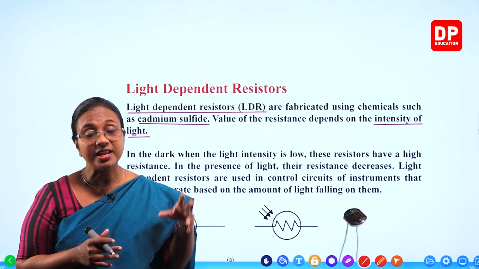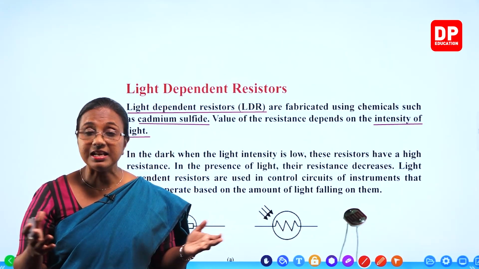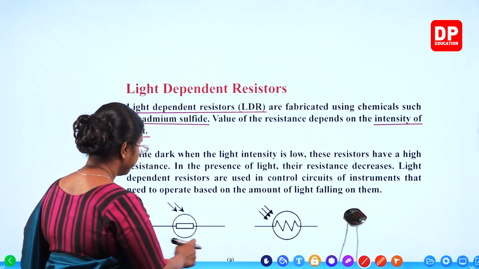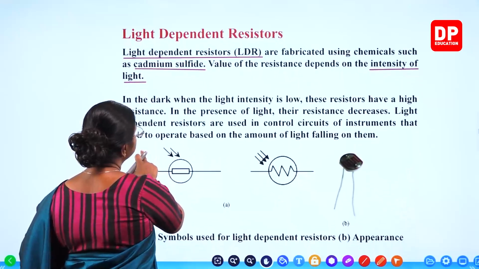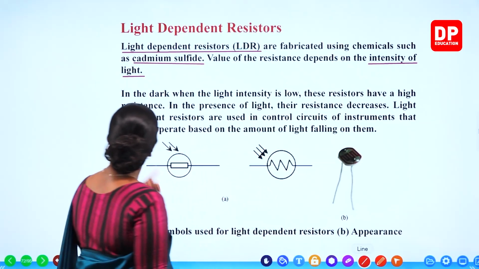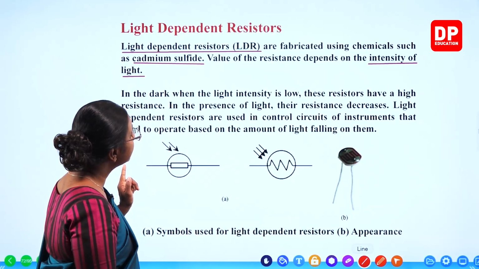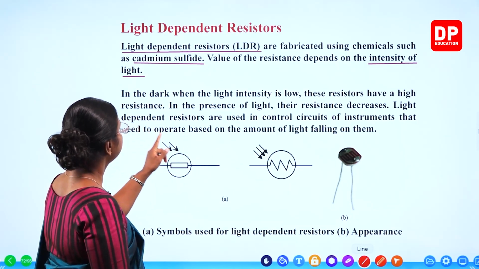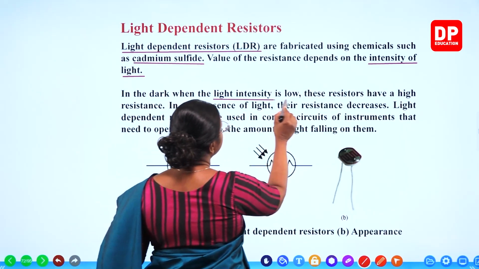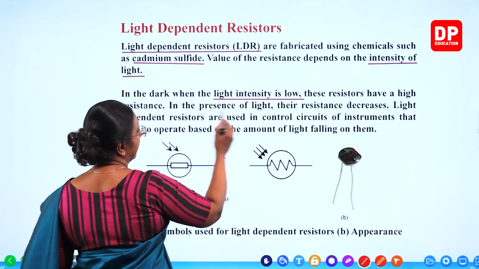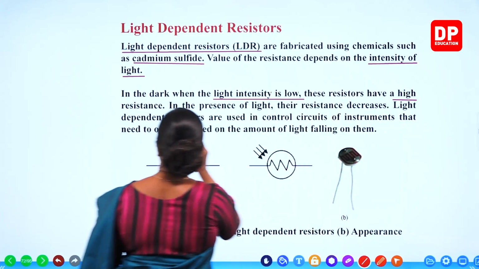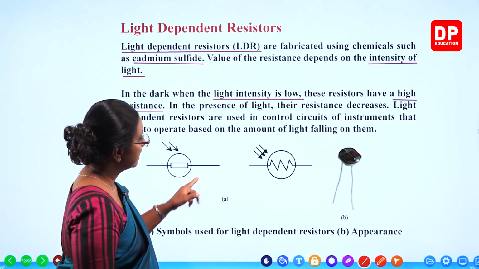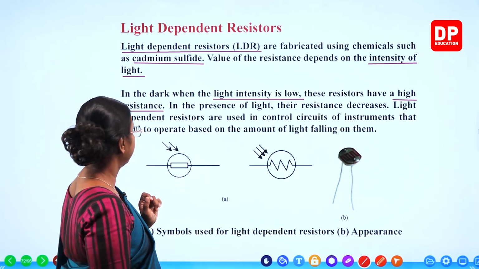So if there is very bright light, there will be very less resistance. That is the light-dependent resistor. So here you can see, in the dark, when the light intensity is low, the resistors have a high resistance. So light intensity is low, they have high resistance. In the presence of light, their resistance decreases.